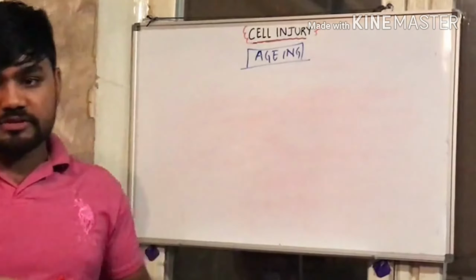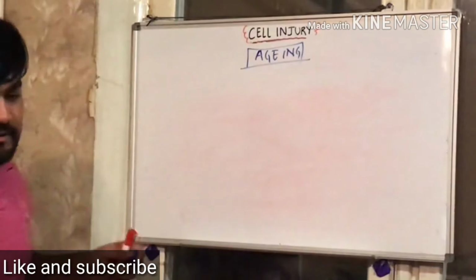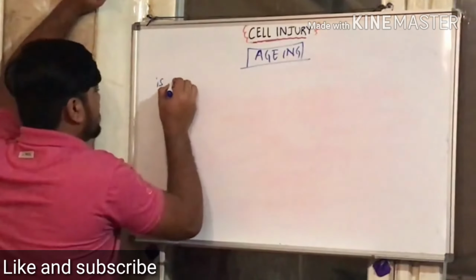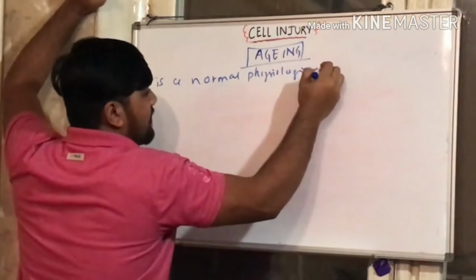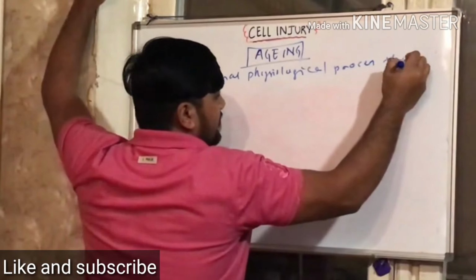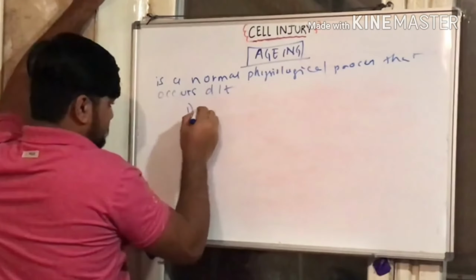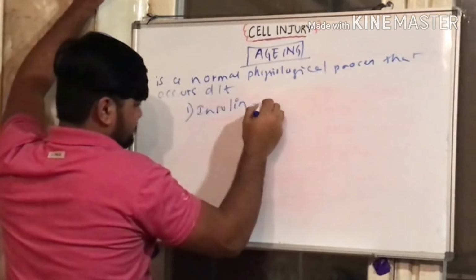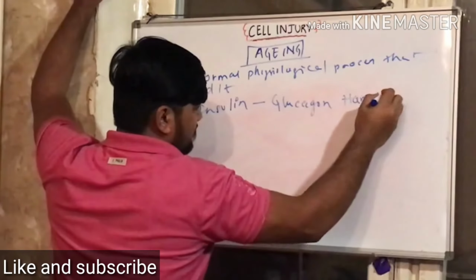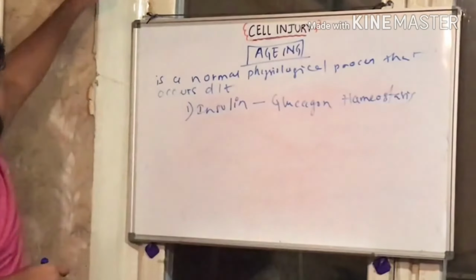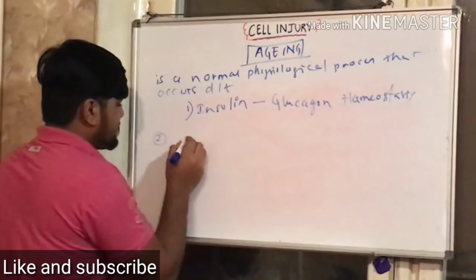It's a normal physiological process that occurs because of imbalance in insulin glucagon homeostasis. We can write it down. Aging is a normal physiological process that occurs due to insulin glucagon homeostasis. Now write down one more thing in bold letters.